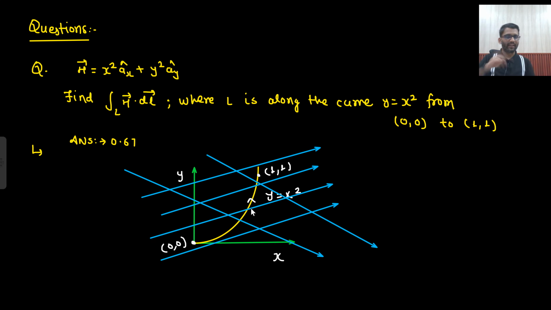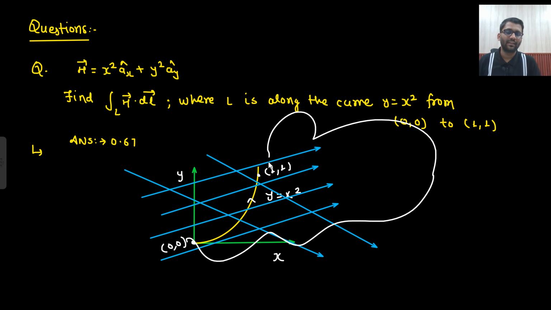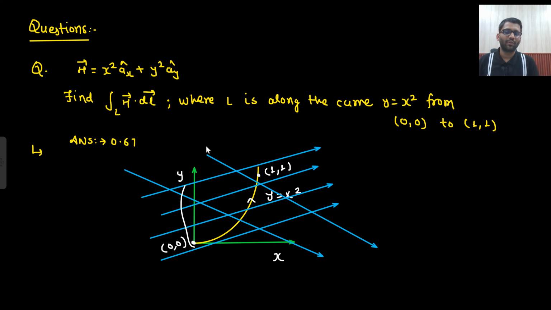This is what it means. Again I am repeating. In the presence of these vector field lines, you need to walk from 0, 0 to 1, 1 along this path. Are you getting this point? You can walk from 0, 0 to 1, 1 in this direction as well, and like this as well.